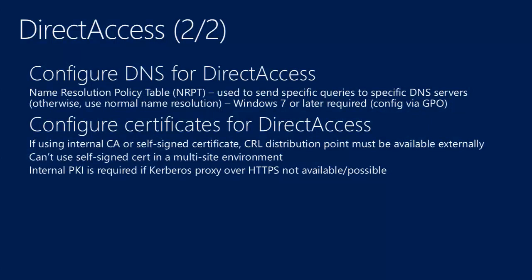And then configure the certificates. If you are using an internal CA or self-sign, your CRL distribution point has to be available from the internet. Can't use self-sign cert if you have a multi-site environment. These are all the little caveats that you want to be aware of. I'm not saying memorize them all, but just knowing about them can be helpful. And then if you can't do the Kerberos proxy over HTTPS, you've got to do internal PKI.